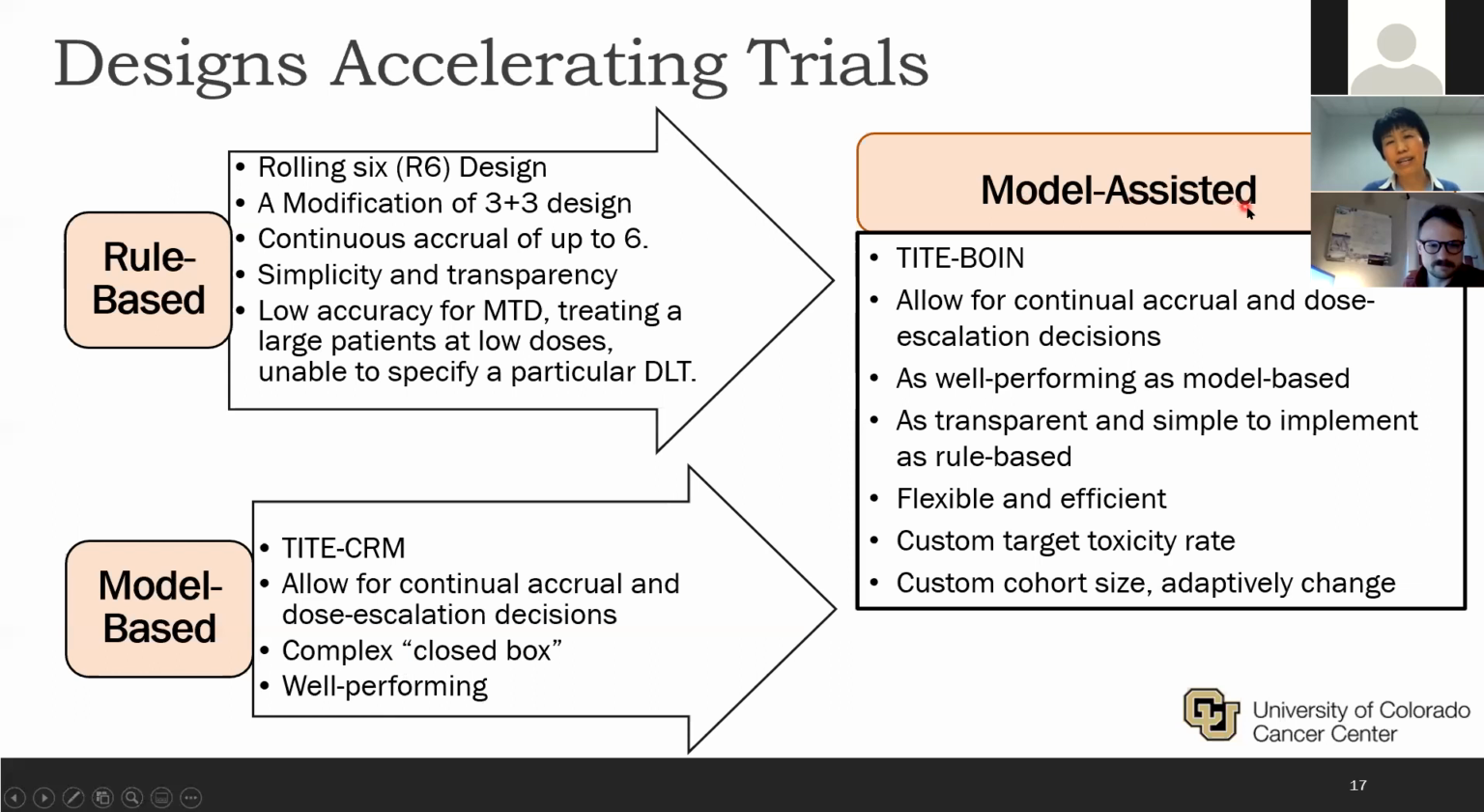The model-assisted design, the time-to-event BOIN, is a model-assisted design. It also allows for continual accrual and dose escalation decisions. It performs as well as model-based designs, and is also transparent and simple to implement like rule-based designs. We can pre-tabulate the decision rule before we start the trial. It is flexible and efficient, which allows customizing the target toxicity rate and the cohort size. In addition, the cohort size can be adaptively changed.